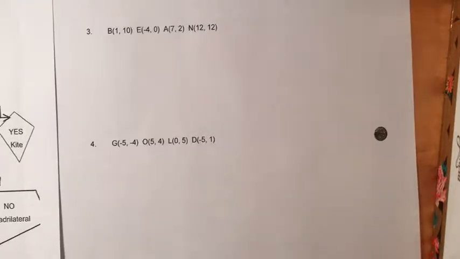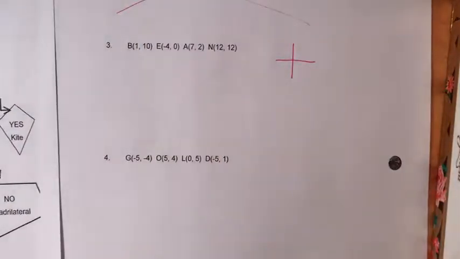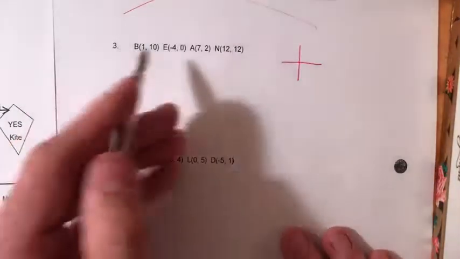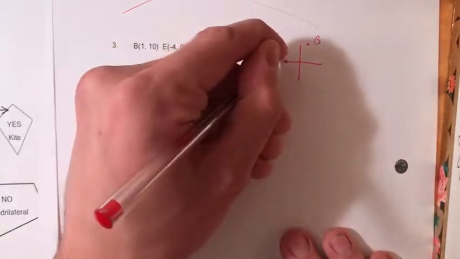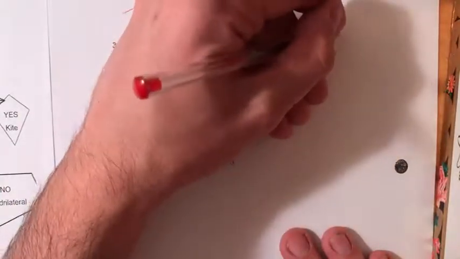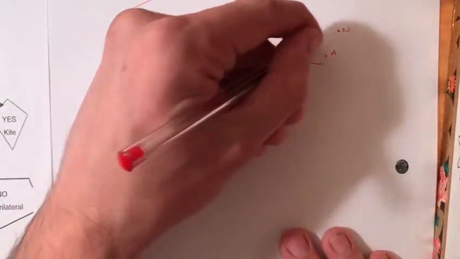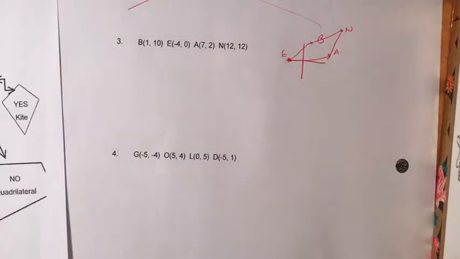So for 3, again, the way we want to start is a quick sketch. So I have 1, 10. I have negative 4, 0. I have 7, 2. And then I have 12, 12 way up here. So is it going to look pretty? Probably not. But, you know, story of my life. So we had a quick sketch. We got BEAN, bean. Now we have to prove what we have to do.